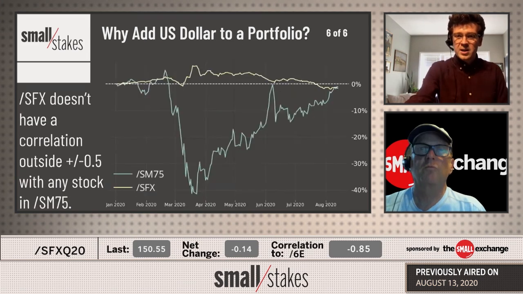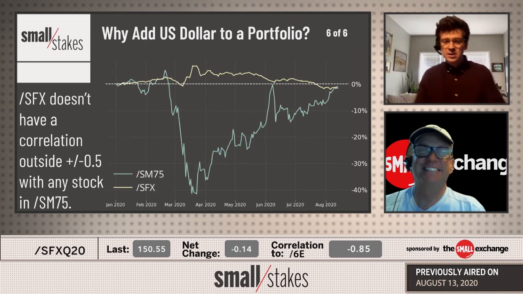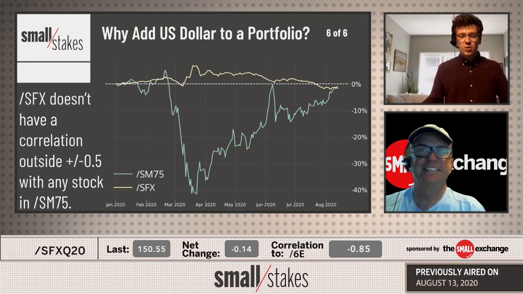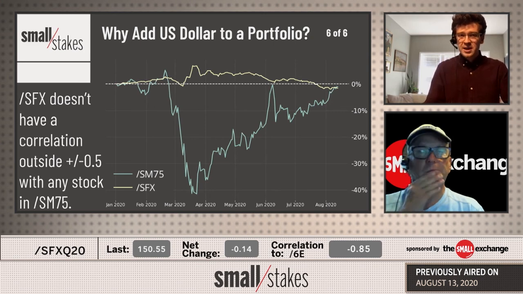And the reason why you would add it, Pete, is because it doesn't have any correlation with stocks. I looked through all 75 of the small stock 75, Pete. There's no correlation outside of positive 0.5 or below negative 0.5, even for the single stocks. You can say it for the stock indices, but I'm just looking to see if for some reason, who knows why, Coca-Cola stock has a real hard negative correlation to the US dollar. No, nothing. There's no trends to be seen between these currencies and stocks.